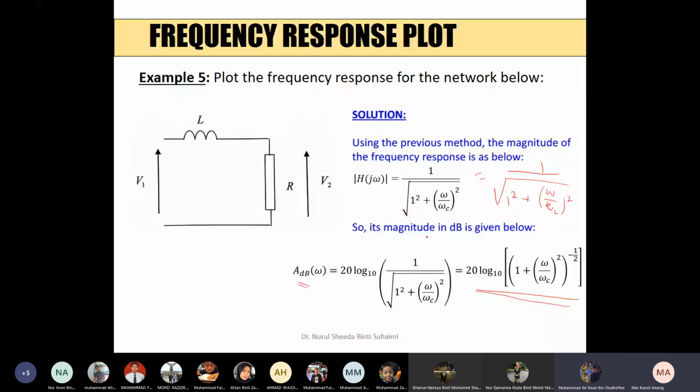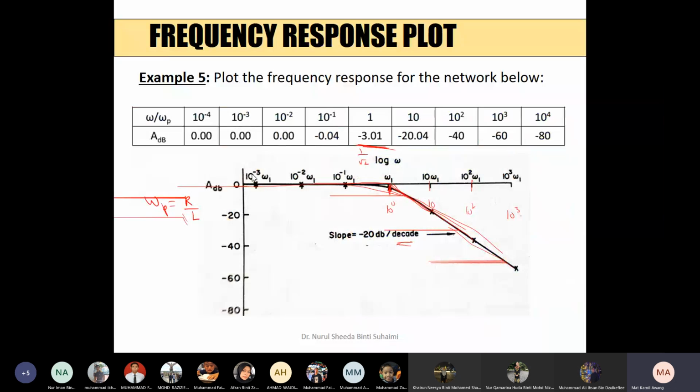What do you call it? RC. Where is the formula? 1 over RC or something like that, right? The cutoff frequency. You go and study on your own.